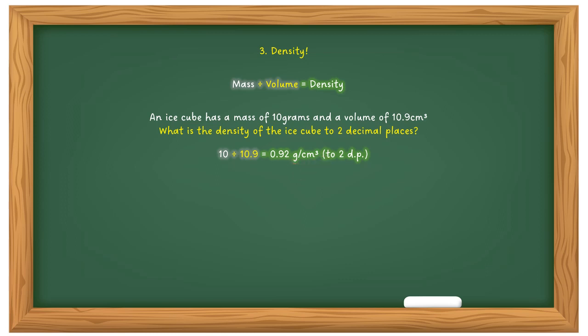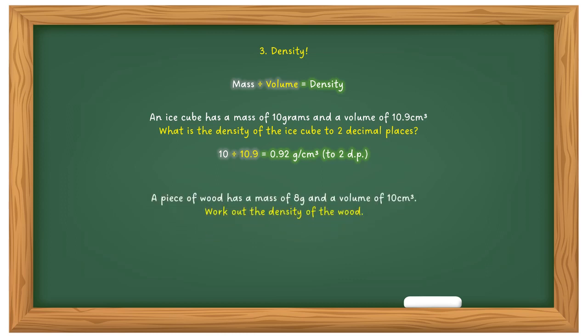cubed. Because these are two different denominations, this is centimetres cubed and this is grams, you keep both of them in your final answer. And don't forget, because you're working with volume and density, you put your little power of 3 to show that volume's involved. And you can round that off to 2 decimal places, which is 0.92.